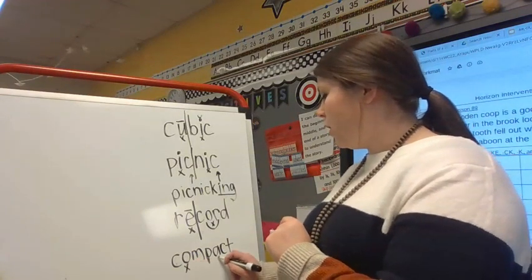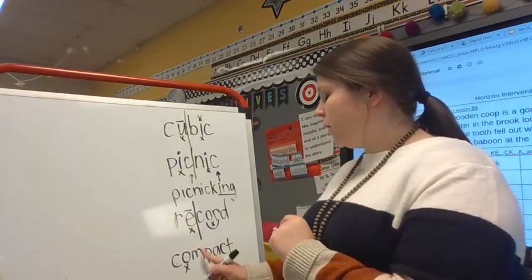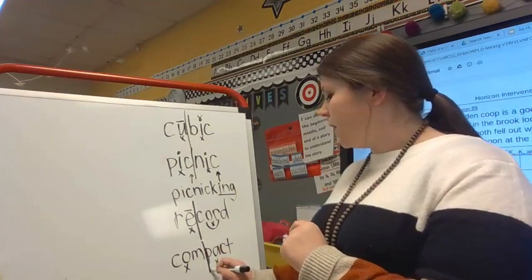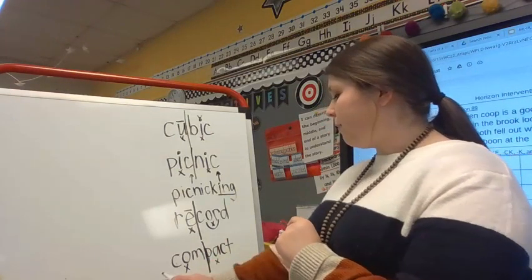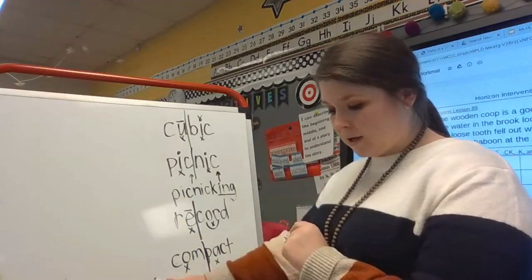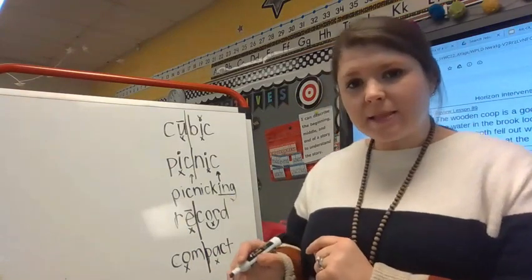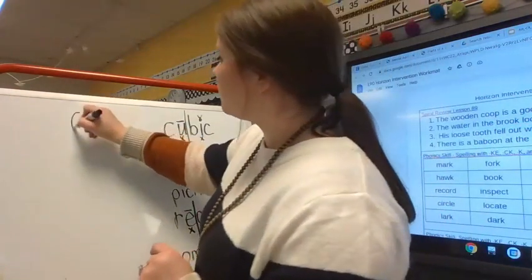We go back and code our vowels. In between our two vowels are two consonants, so they split. Here we have compact, compact. Let's look at another word.